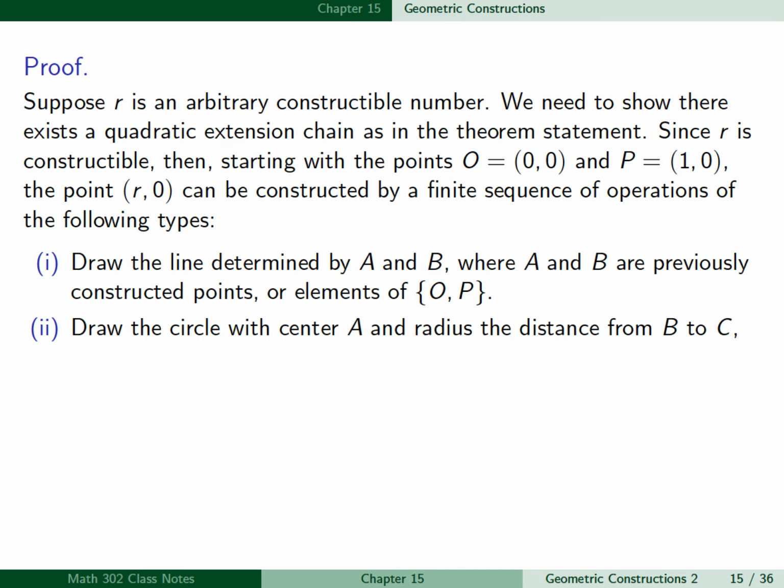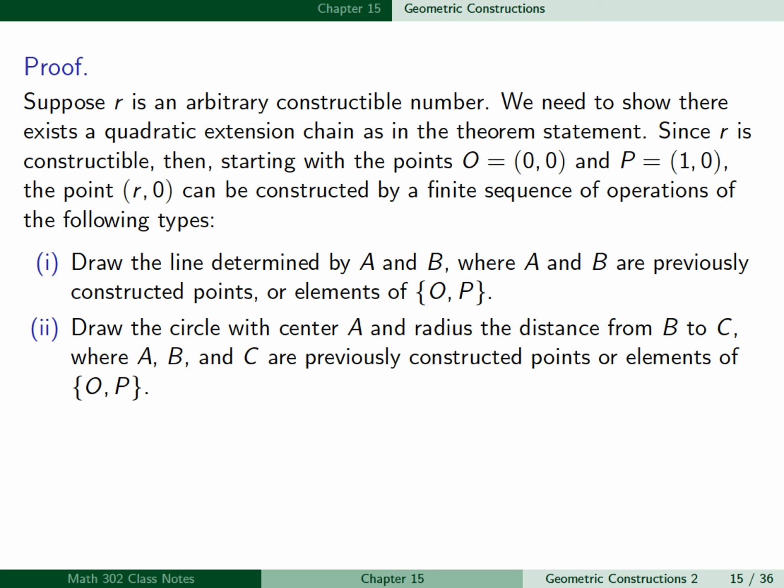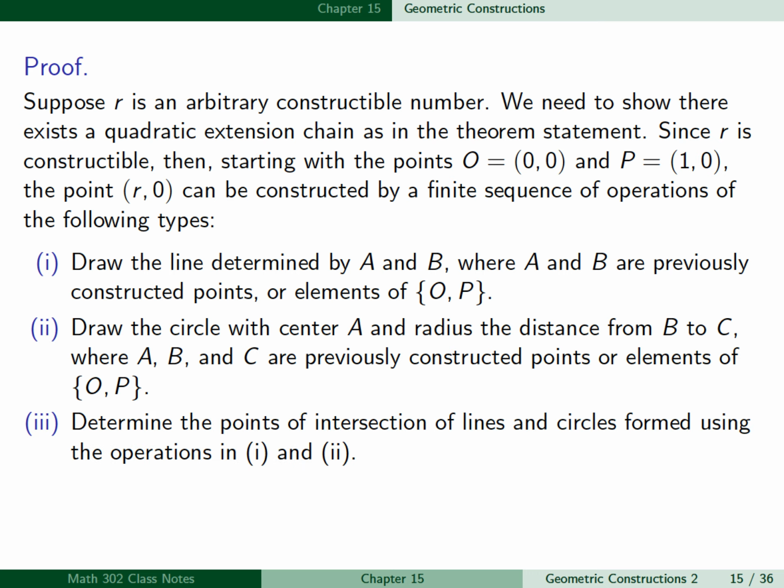We can draw the circle with center A and radius the distance from B to C, where A, B, and C are previously constructed points or elements of the set OP. And we can determine the points of intersection of lines and circles formed using the operations in 1 and 2. So since R is constructible, we can construct the point R0, and the way we can construct it is starting with the points O and P. We can start by drawing lines or circles, and then we can determine the points of intersection of our lines and circles.